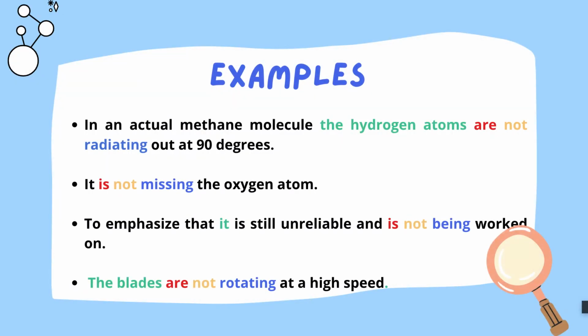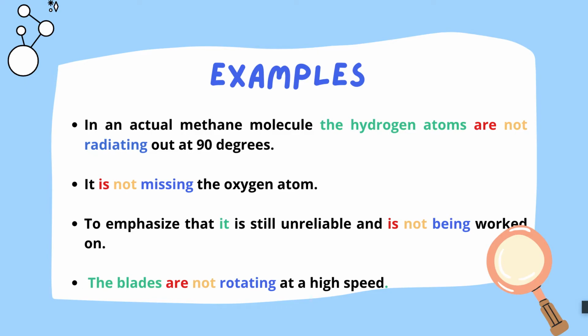Example 1. In actual methane molecule, the hydrogen atoms are not rotating out at 90 degrees. As you can see in the example, we have added the negative auxiliary not. Example 2. It is not missing the oxygen atom. In the example, we also have the negative auxiliary not. It is easy to recognize it because we have it marked with yellow and it is easy to remember. Not.